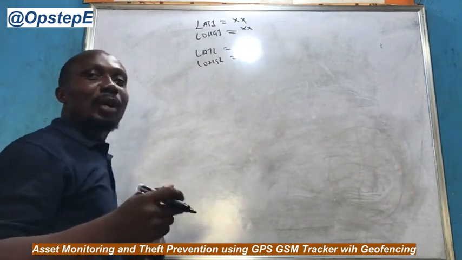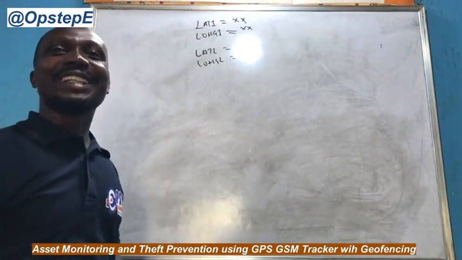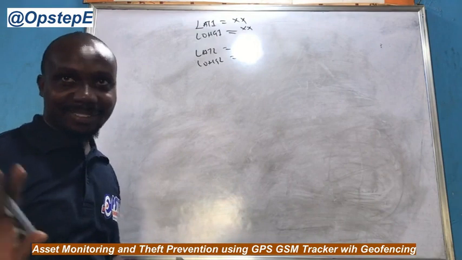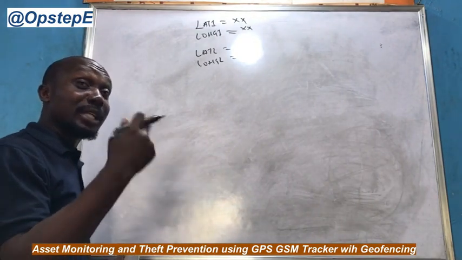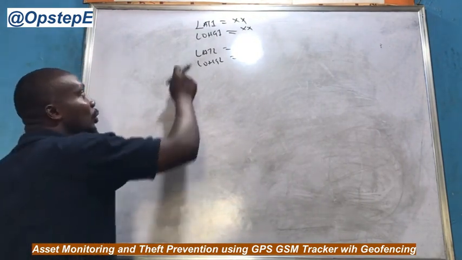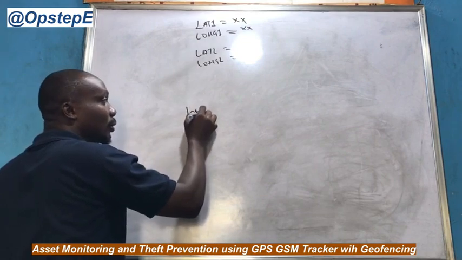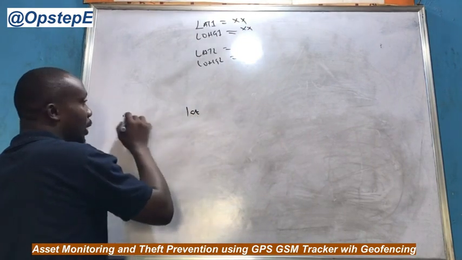That way, you are converting it to what you call radian decimal. Now, you are converting it to radian. To convert to radian, you need to divide your latitude to get the radian.